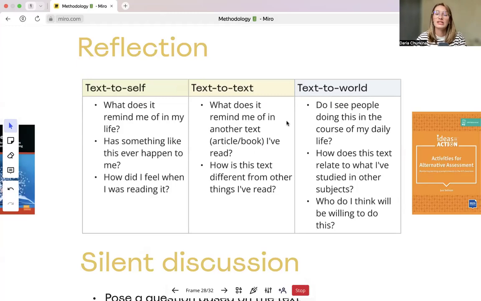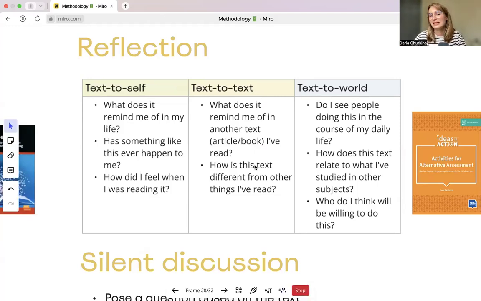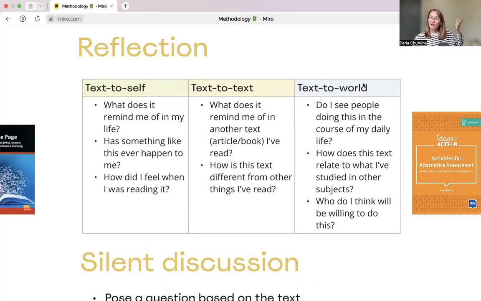The next category is text to text. What does it remind me of in another text that I have read before? How is this text different from the other things that I've read? And the last category is text to world. Do I see people doing this in the course of my daily life? How does this text relate to what I've studied in other subjects? So you find these interconnections, you see.